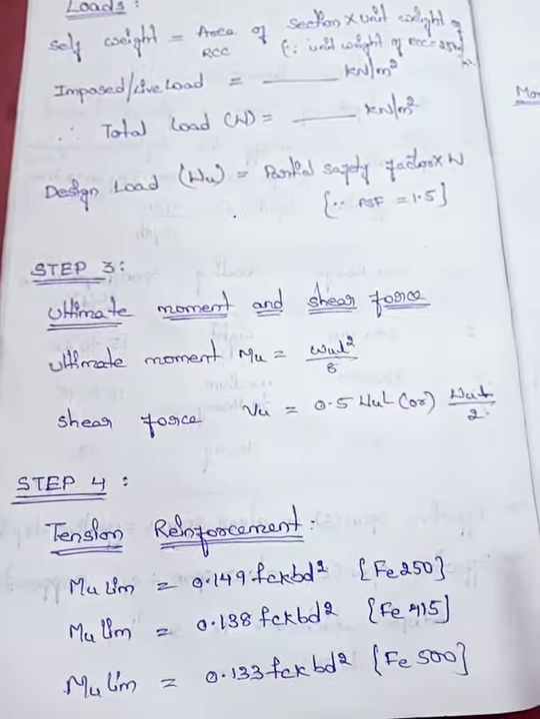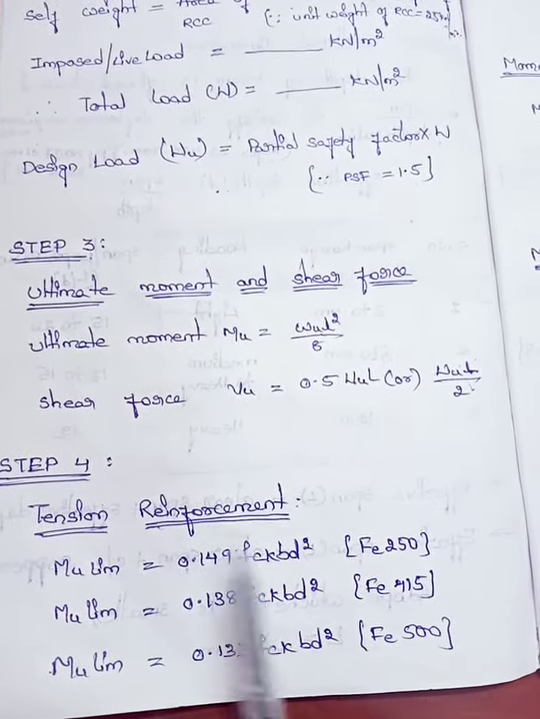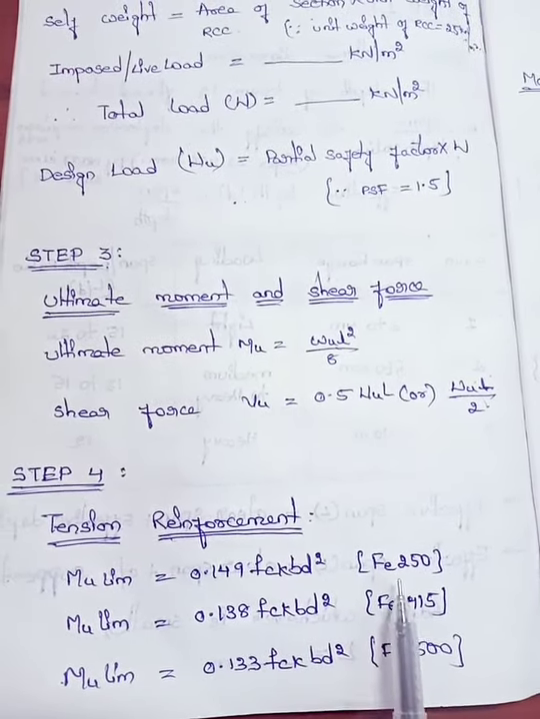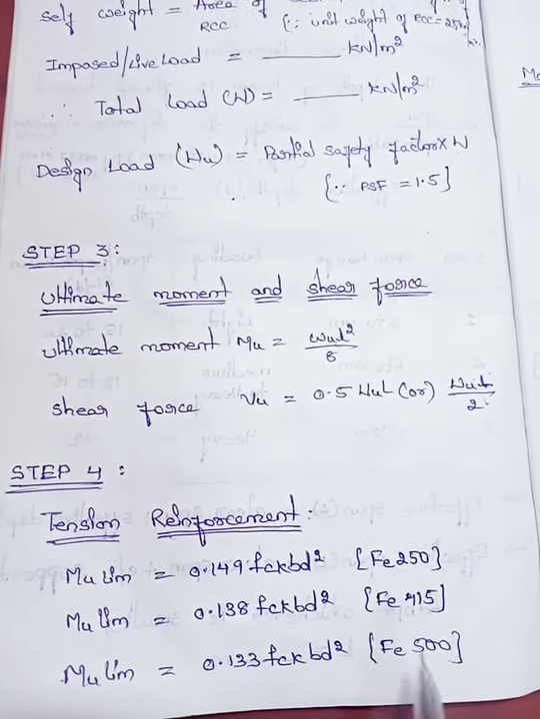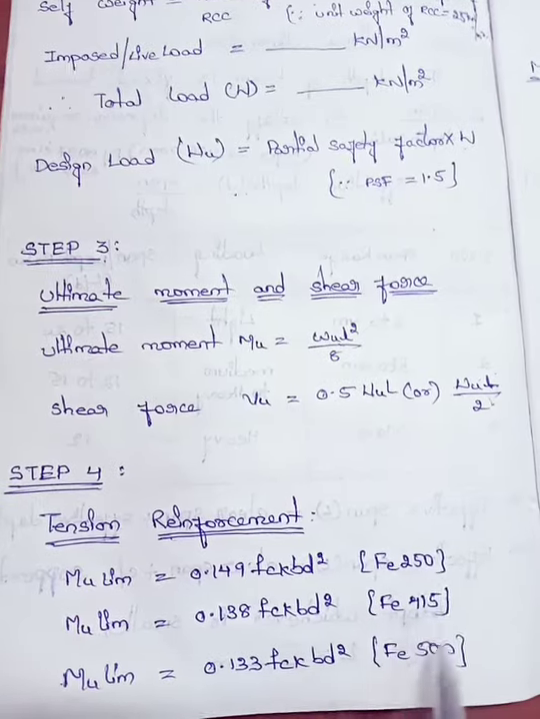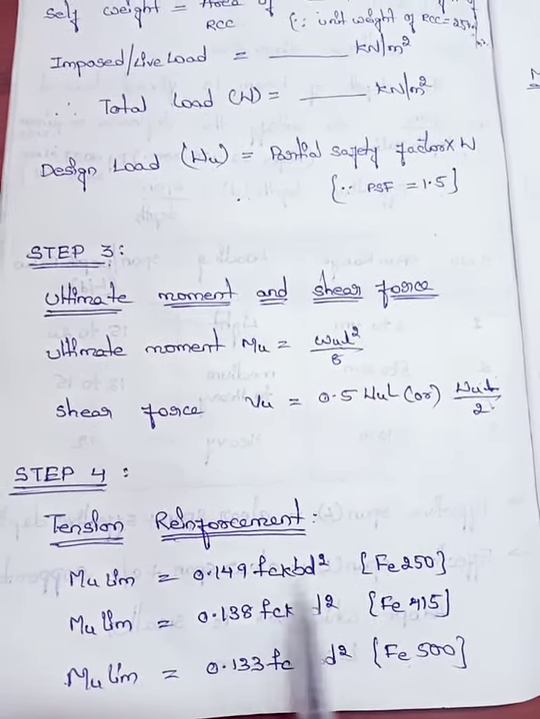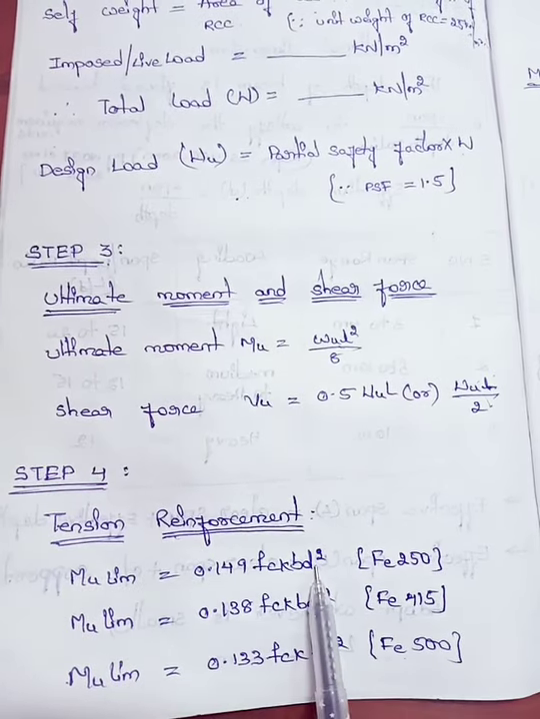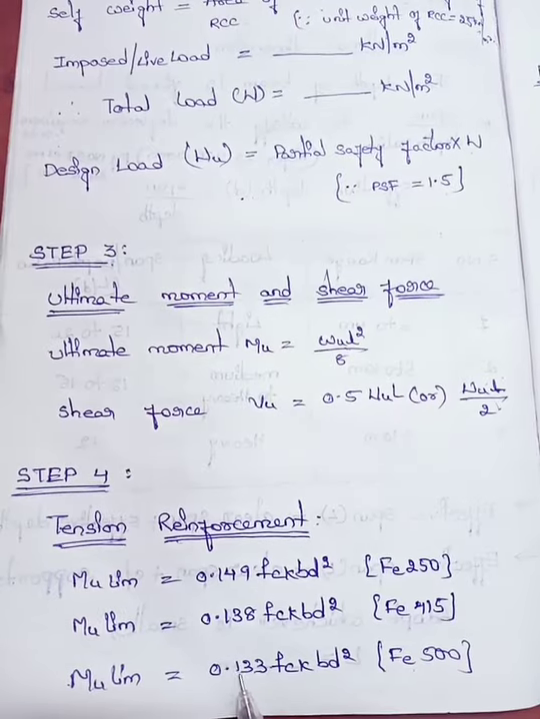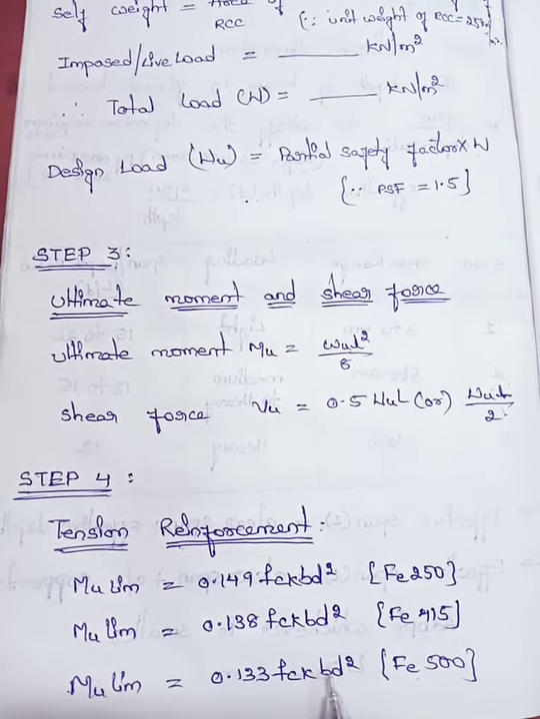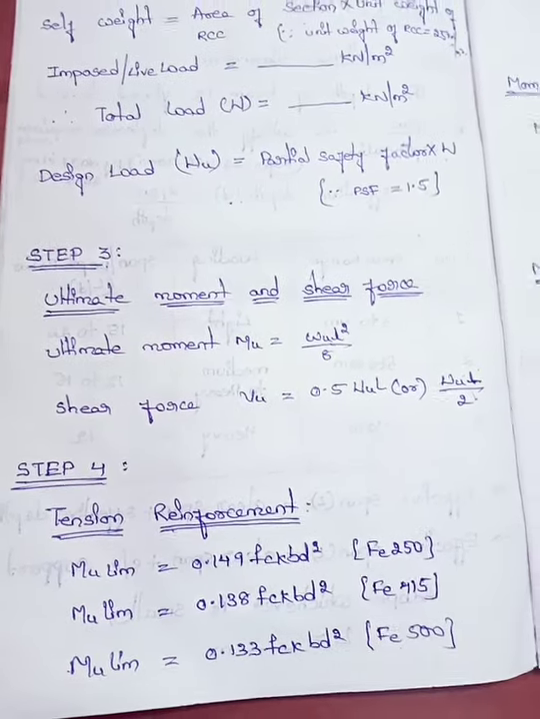After finding that, moving to the tension reinforcement. For tension reinforcement, based on the grade of steel given in the question, that is Fe 250, Fe 415 or Fe 500, you need to take the MU limit equation. For Fe 250 it is 0.149 fck bd square, for Fe 415 it is 0.138 fck bd square, and MU limit for Fe 500 is 0.133 fck bd square, based on the grade of steel.